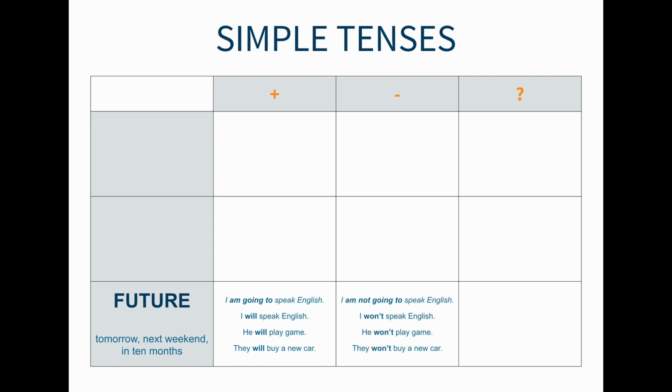Negative sentences. I am not going to speak English. I won't speak English. He won't play a game. They won't buy a new car.